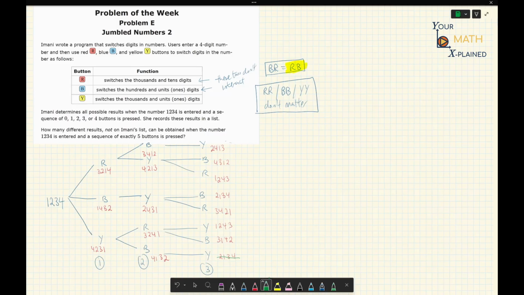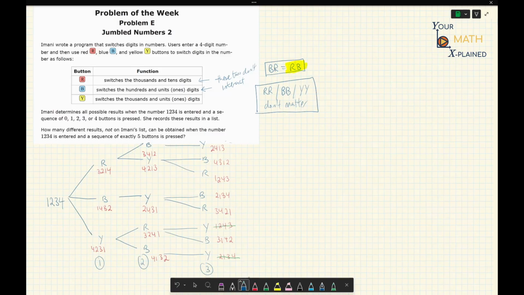And then also 1, 2, 4, 3 is one that shows up multiple times. There's one up here as well. And I think it's worth noting what's happening to create these duplicates. We see that YBY created the exact same result as BYB. And then also YRY is creating the same result as RYR.